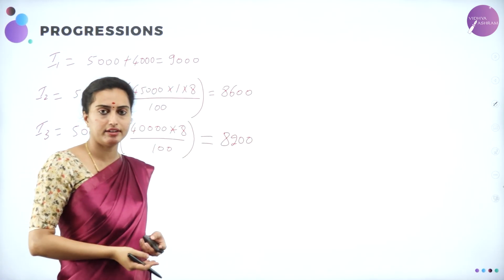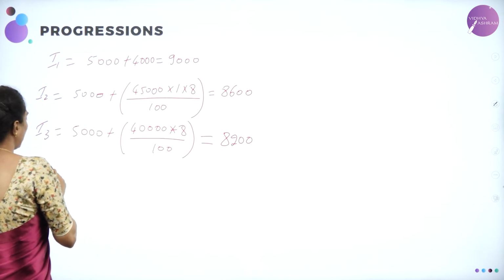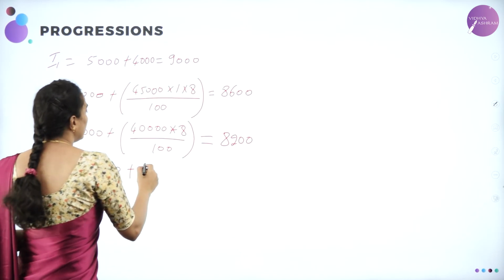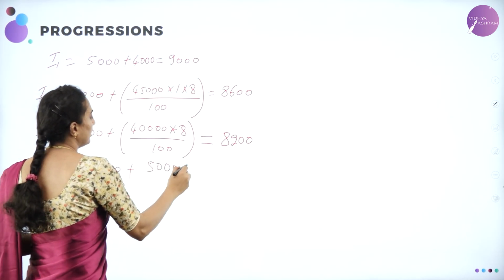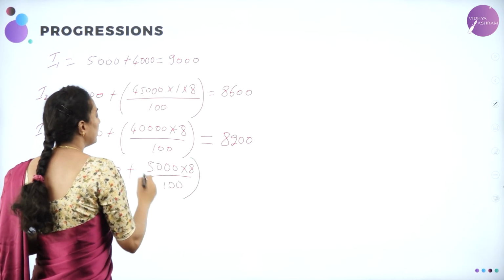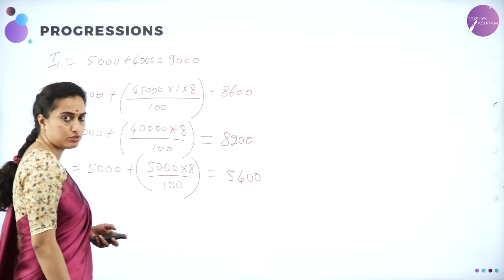What will be the IN? Now here the cost of the last installment, that is IN, how much will it be? 5,000 plus 5,000 into 8 divided by 100, because for the last one only 5,000 is remaining. So you are going to get 5,500. This is the IN installment.